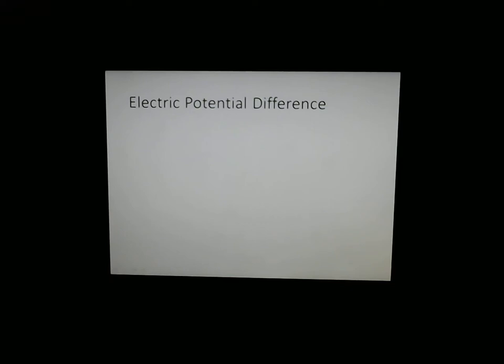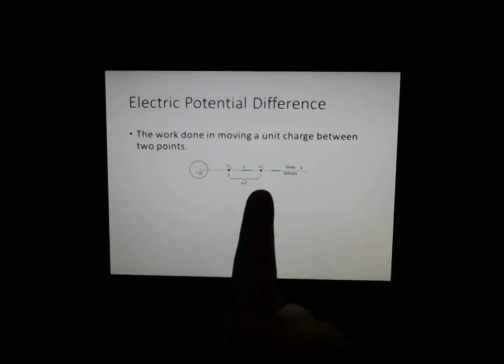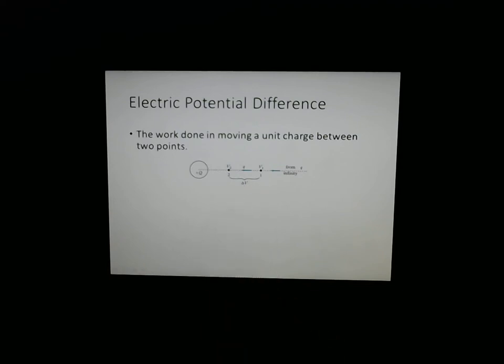So let's have a look at that. The work done in moving a unit charge between 2 points, from there to there. That's it. We just saw a formula for work a couple of slides back, and now we're saying that this is also equal to work, which is kind of useful. And the formula is just this.